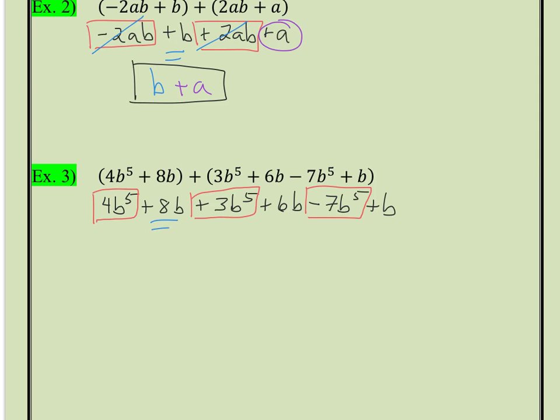Our next term is the variable string b. So there's one, and there's one. So there's 3 of each. So if I add the coefficients, 4 plus 3 is 7, and then 7 minus 7 is 0. So these all cancel each other out. So there's no b to the 5th left. That leaves us with 8 plus 6 is 14, plus 1, because remember that coefficient is 1, gives us 15. So we have 15b as our final polynomial. Next page.